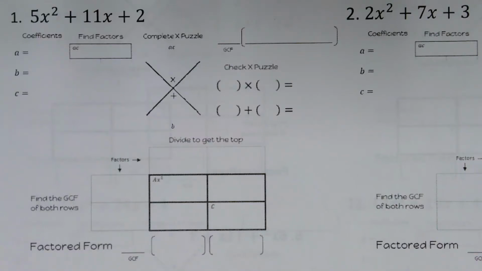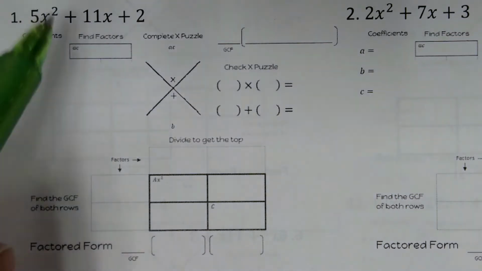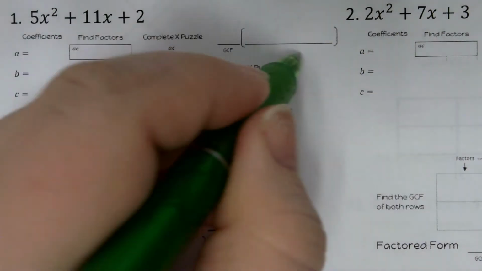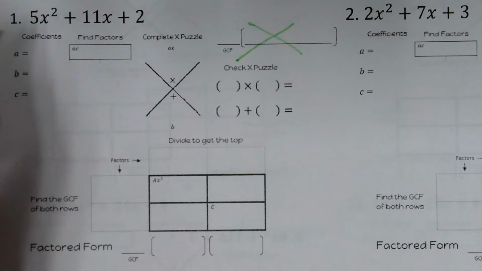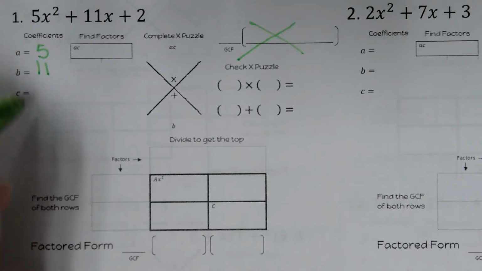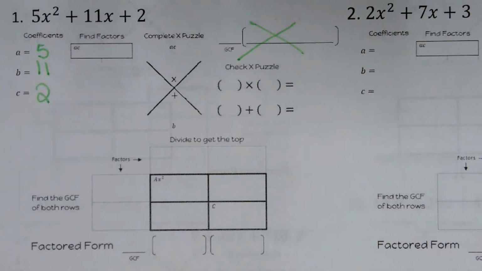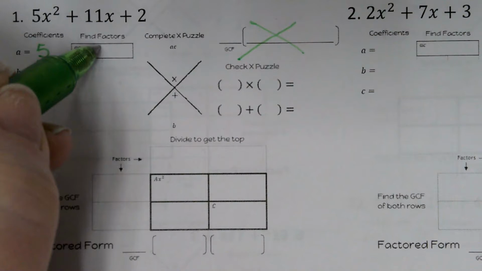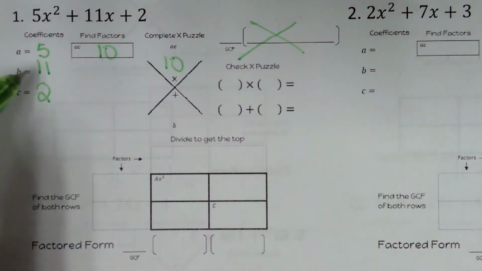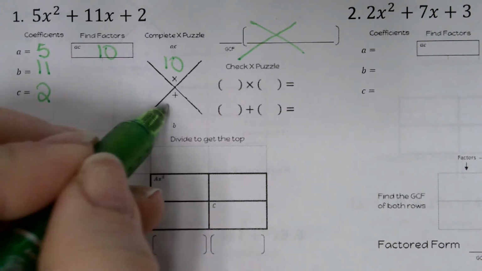In our next standard, we'll have a number other than 1 in front of our x squared term. Level 1, we check to see is there anything that can come out, and there is not. So A would be 5, B would be 11, and C would be 2. This time A times C gives me 10. That's the top of my x, and B would be the bottom of my x.